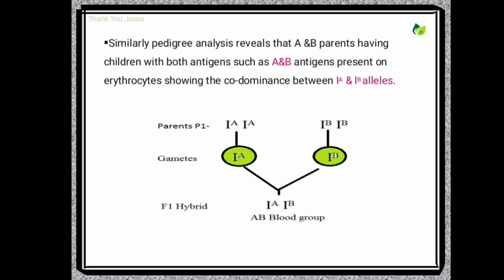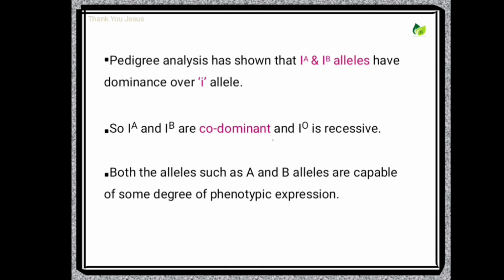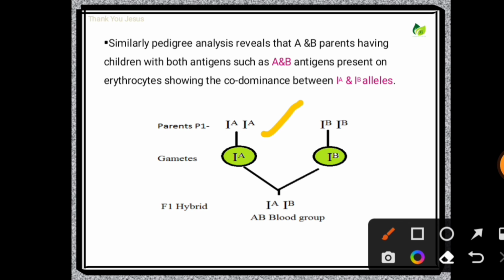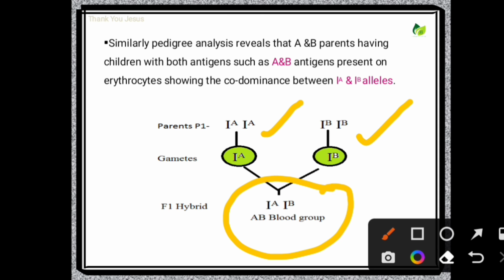Similarly, pedigree analysis reveals that capital A and capital B parents have children with both the antigens, A and B. Both are present on erythrocytes. Because they are showing codominance, that's why persons with AB alleles have AB blood group. So you can see the cross made between one parent having A blood group and the other parent having B blood group. There is a possibility that their offspring have the AB blood group, because the children containing both alleles will exhibit AB blood group. This is the fourth blood group identified by Bernstein.